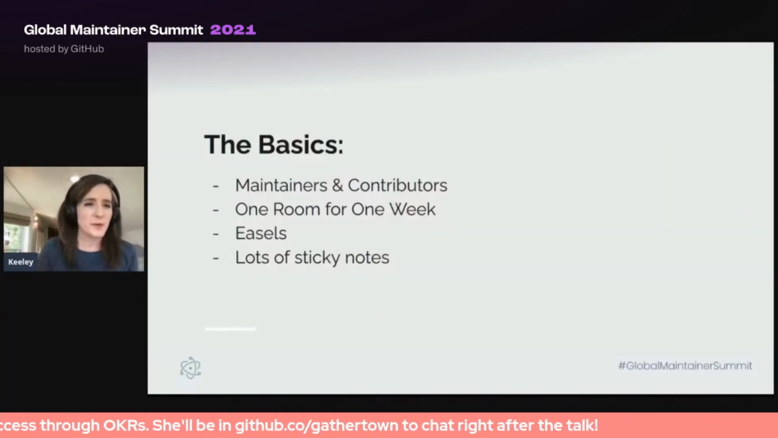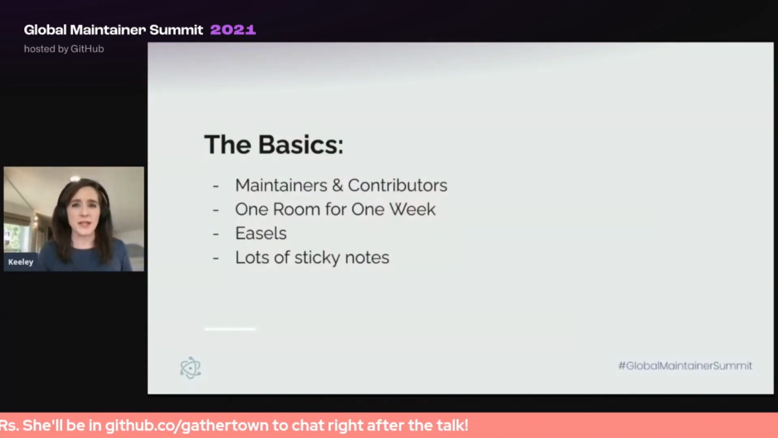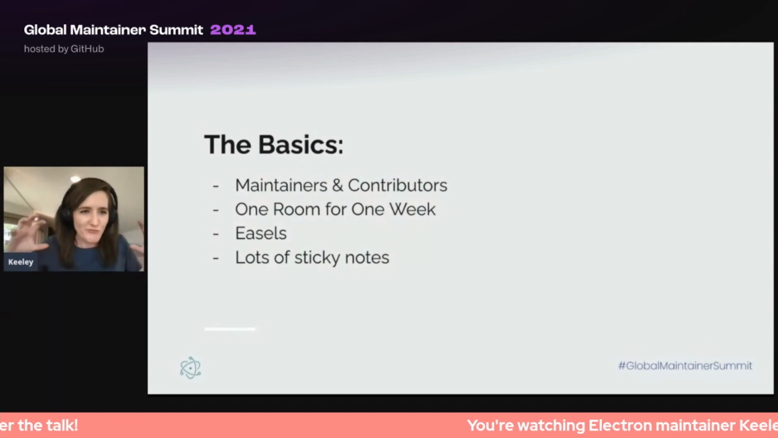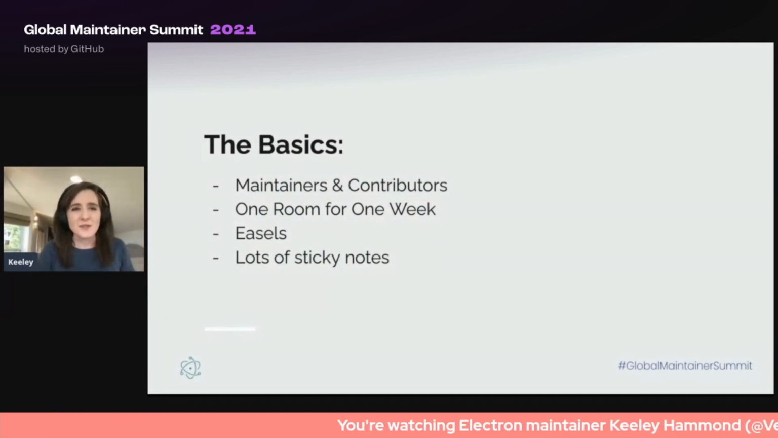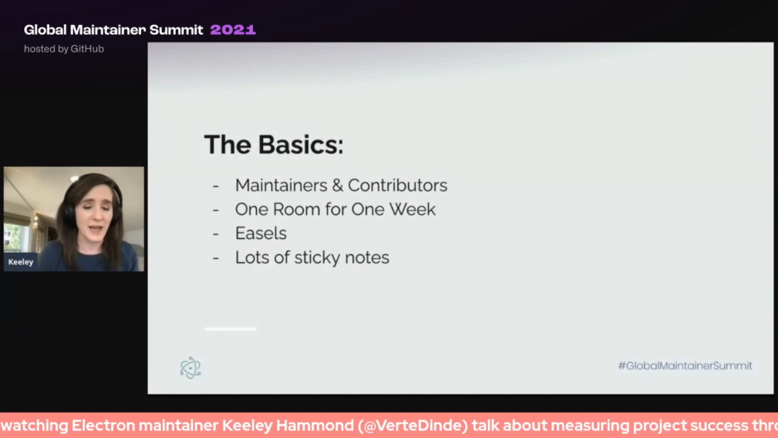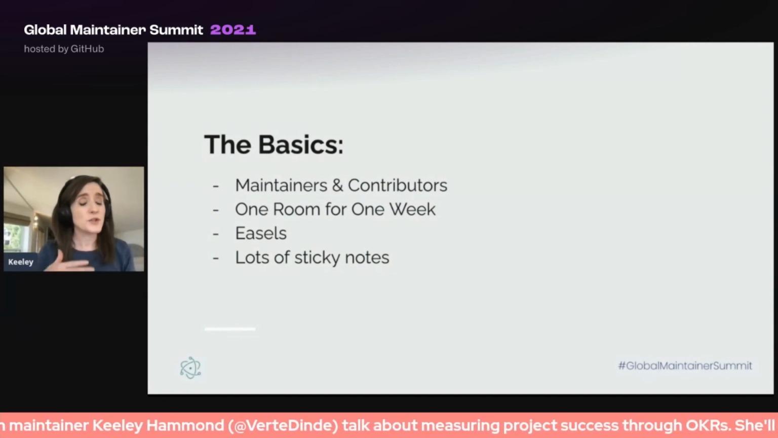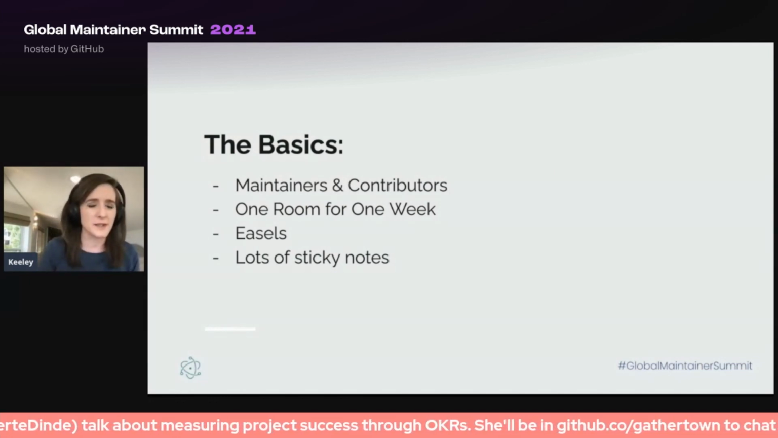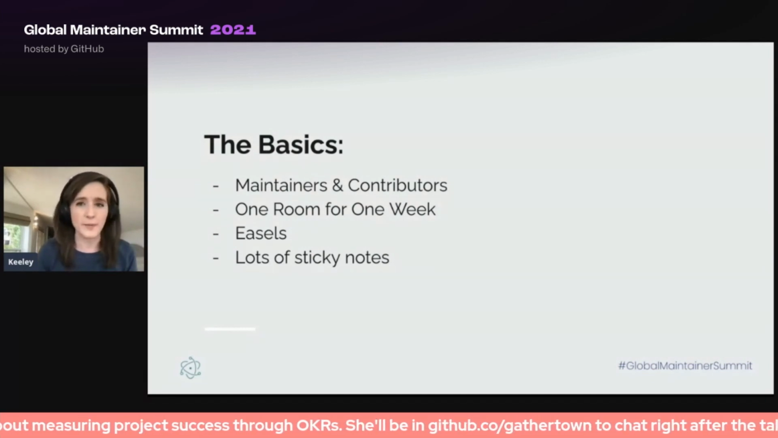And the way Maintainer Summit works is very basic. We gather together our core maintainers and contributors, our most active folks. We put everybody in one room for 1 week. We have a lot of easels, we have a lot of sticky notes, and it gives us some time to brainstorm and talk about various things that happened over the past year. We typically try to do these in person. I'll walk through different cities and different time zones that we try to accommodate.